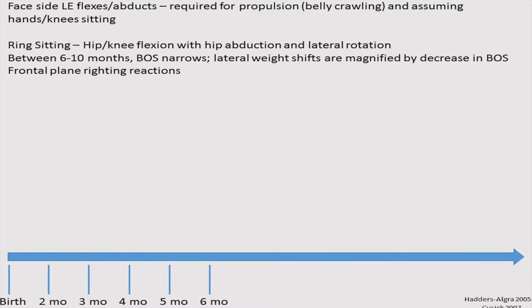Also at this 6-month range, the child starts to sit in a ring sitting position. So the hip position plays a big role in this. We get abducted hips, which provide a nice wide base of support. It also limits the amount of lateral weight shifts that the child has to do to begin with. Over time, that base of support starts to decrease, and those lateral weight shifts are magnified.